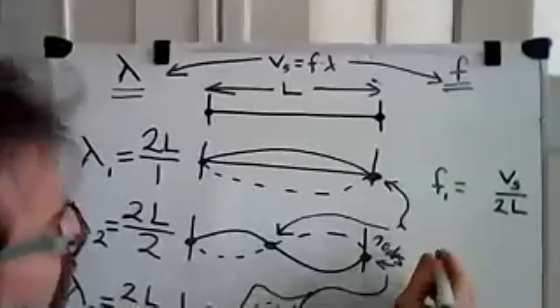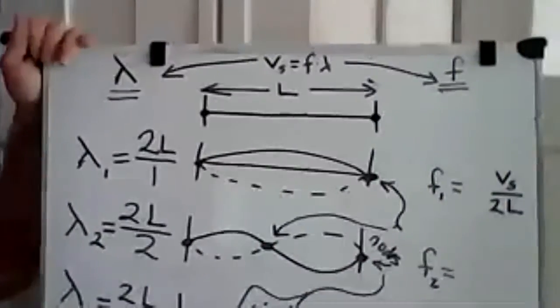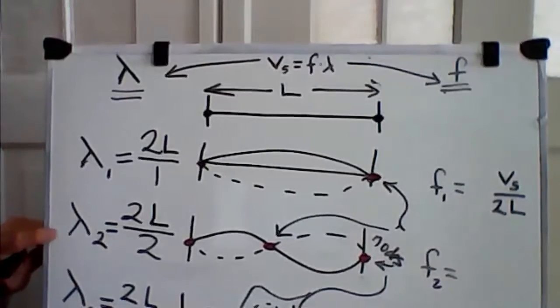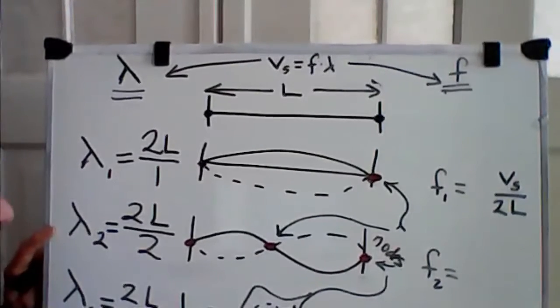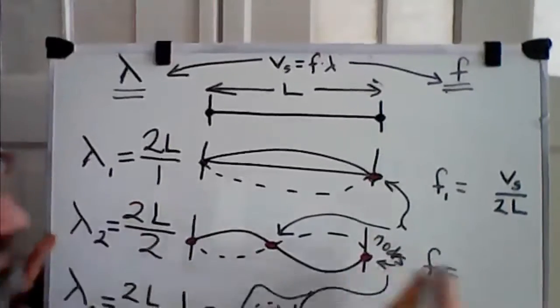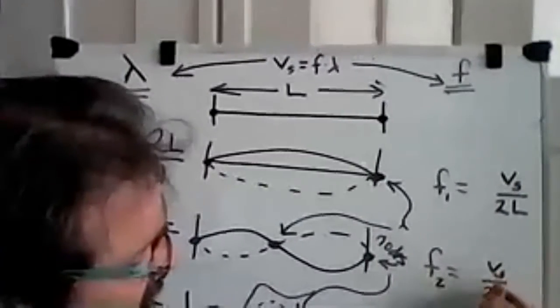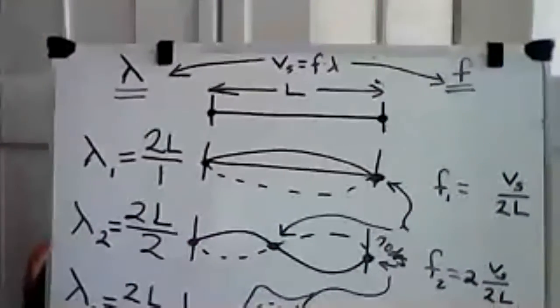Then let's write down the F2 as well. The second frequency, again, the same idea. We have a wavelength, now it's this one, and the speed is still the same. So it's Vs divided by this. Then we need to flip it. And watch this. I'm going to pop the 2 out front.